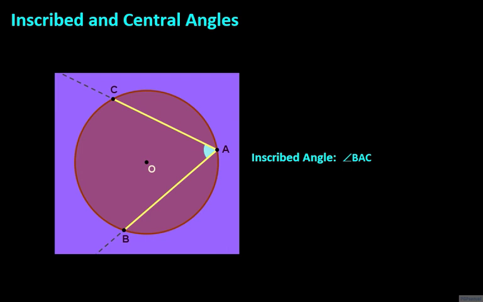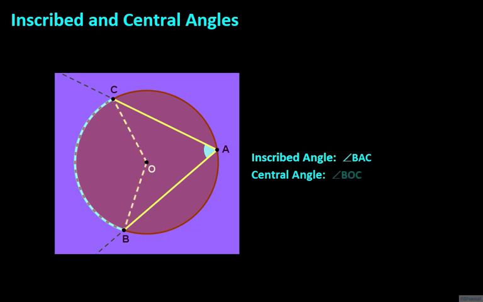A feature of an inscribed angle is that a portion of the circle lies inside the angle. This portion is called the intercepted arc. Now, to each intercepted arc, there is a corresponding central angle, and its vertex is the center of the circle. Each ray of the central angle extends from the center of the circle to an endpoint of the intercepted arc. And so the central angle is angle BOC.